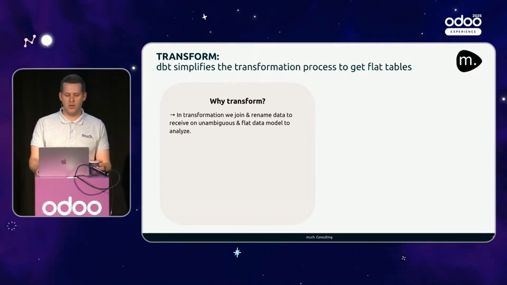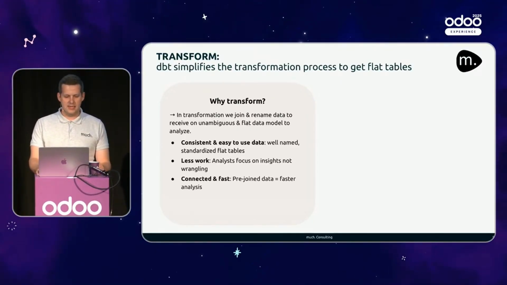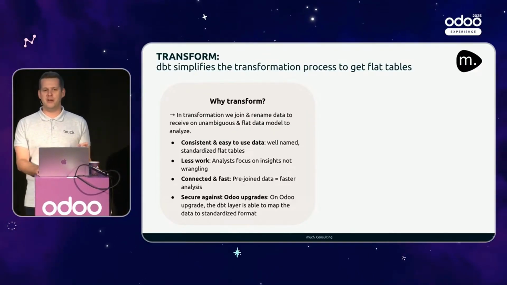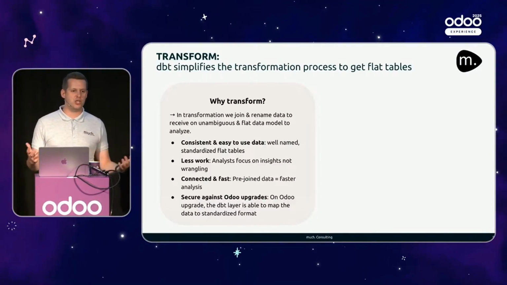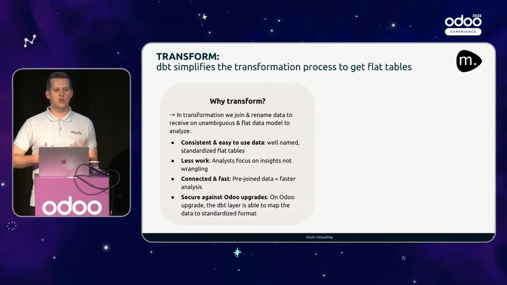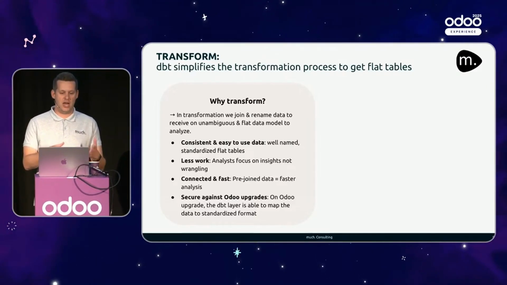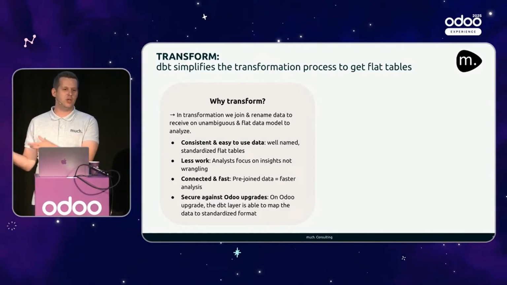And that's why we really want to do the transformation. I think I've already said all of these things. There's one important point I missed. It's the Odoo upgrades. Every time Odoo upgrades, the data structure changes. So if you don't transform your data in a unified structure, every time Odoo updates, you're going to have a problem because you're going to also have to change all the things you do later in your data pipeline.